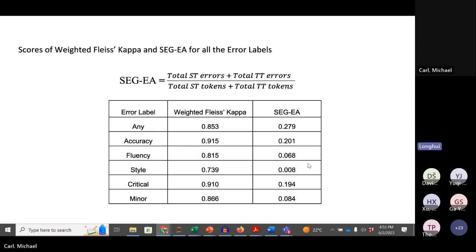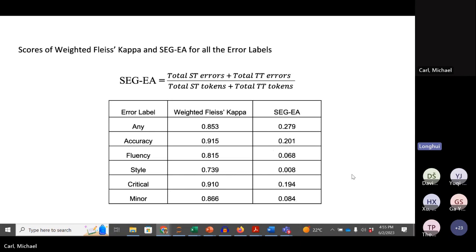That is about 20%, and minor error is just about a little bit more than the fluency error. So from here, we can have some hint that we think accuracy error is kind of related to critical error, and the fluency error is more likely to be related to minor error.